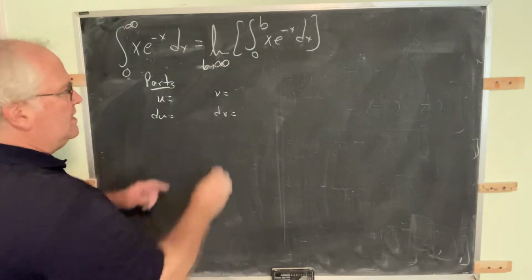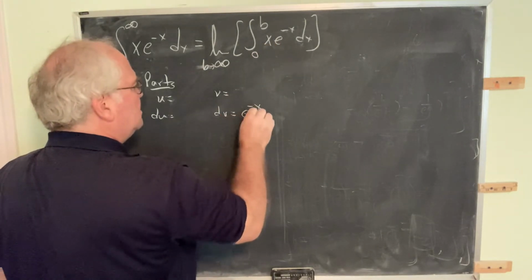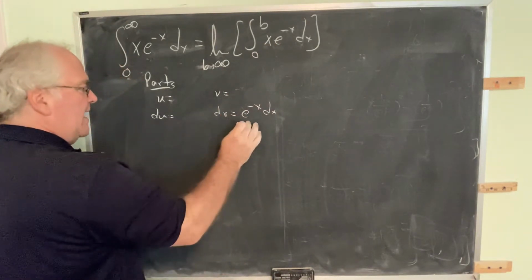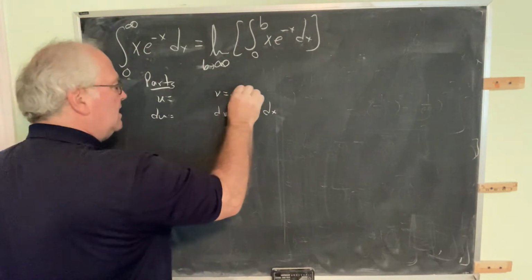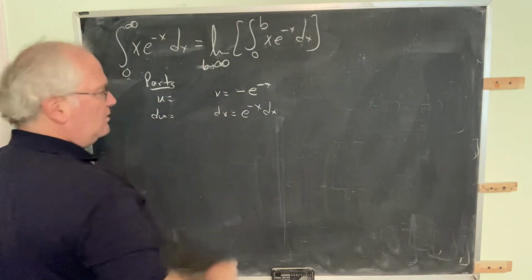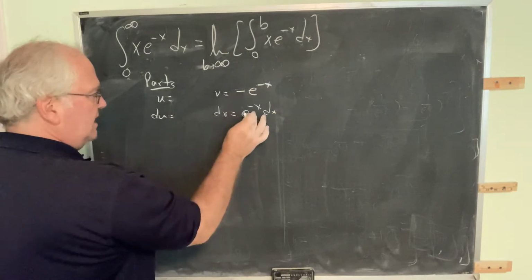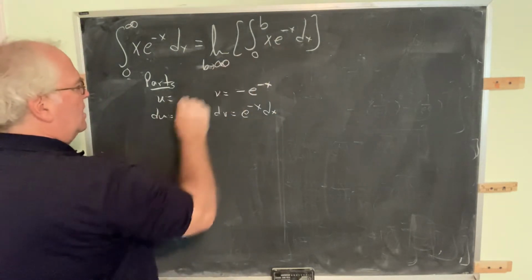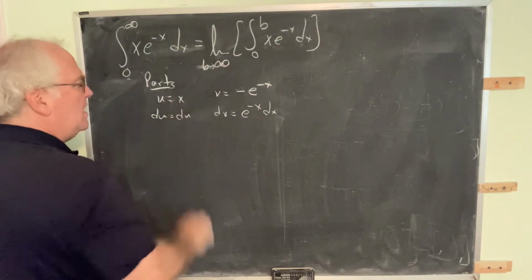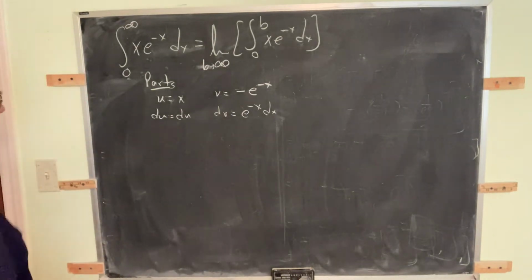What do we have? Let dv be the most complicated piece whose antiderivative we know. The antiderivative of e to the negative x is negative e to the negative x. That's the 1 over a rule, 1 over a, where a is negative 1. And then u is everything else. Well, there's not much else left. And so the parts are all present.